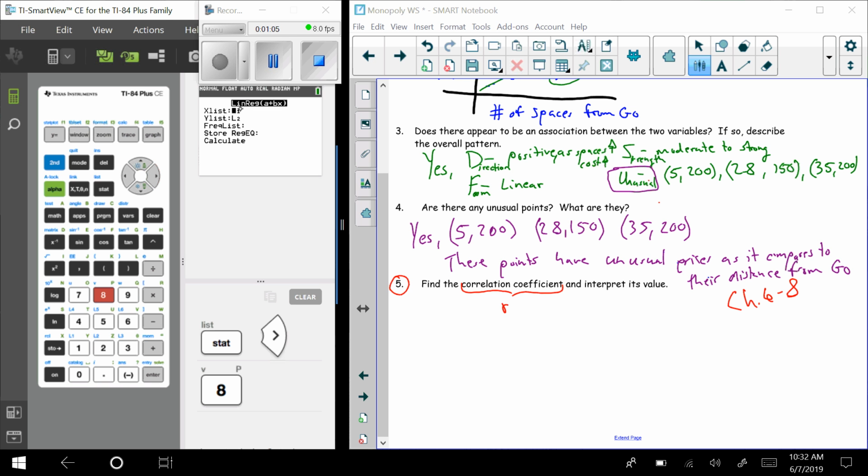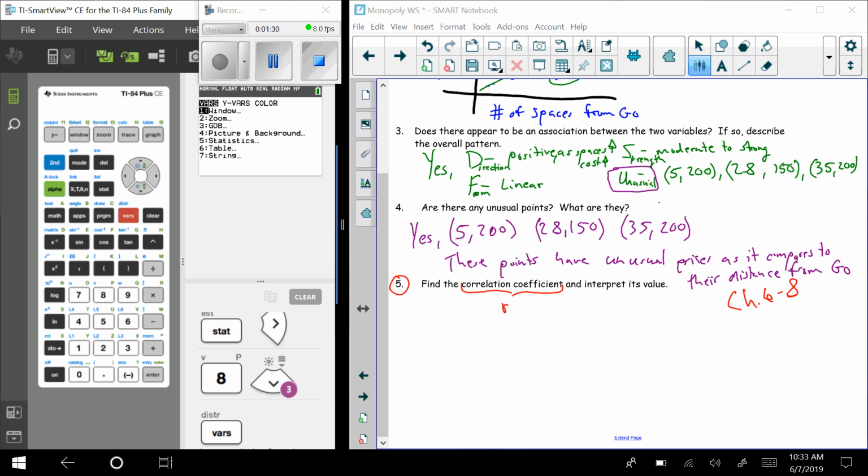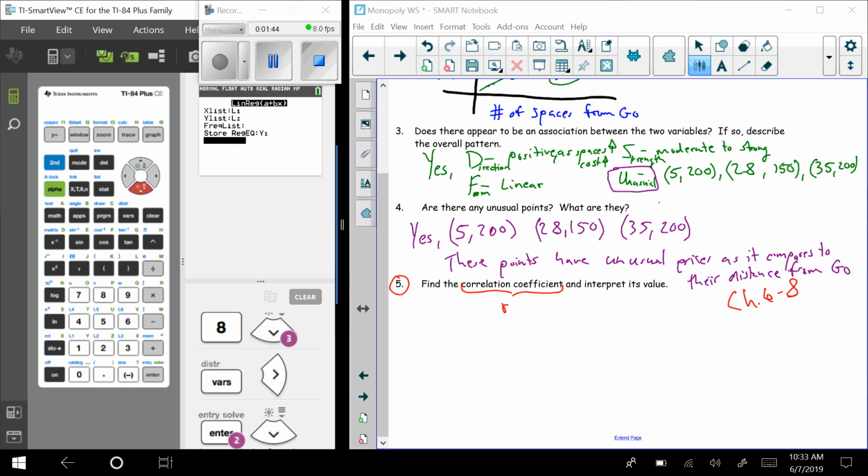X, remember, is L1. That's spaces from Go. Y, L2. That is the cost of the property. Frequency list, we don't need to worry about that. It says store the regression. I do think I'll do this. Okay, and we can store it a couple different ways. The easiest way to store it is if we click on vars, and you go over to y variables, and yes, this is a function, and then we click on any of these. I think I'll put it in y sub 1, and you don't have to do that, but it is going to be nice because we'll be able to see it on the graph here in a minute.